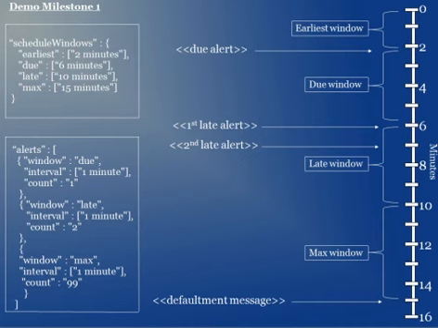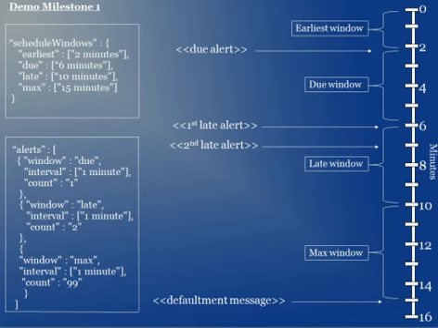The value of 6 minutes that you see for the due window is in relation to the start of the milestone, so the due window is fulfilled 4 minutes after the end of the earliest window. The same goes for the late and max windows, which, as you can see, expire after 10 and 15 minutes respectively. Now, taking a look at the JSON below the schedule windows definition, which defines the 3 different alerts that are part of this milestone.